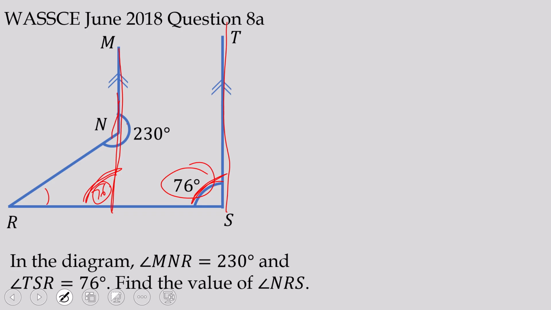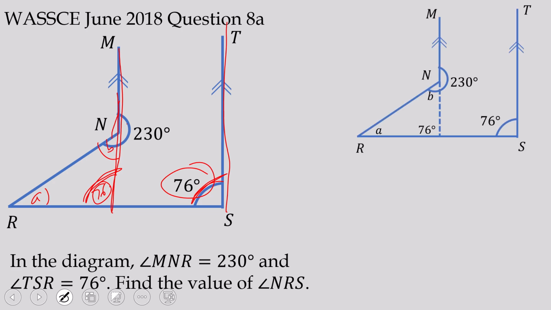Then let me label this part over here as A, and let me label this part over here as B. So now my diagram is going to look like this. This angle corresponds with this angle. Then I label this part as A, I label this part as B. And remember, we are looking for the angle A.